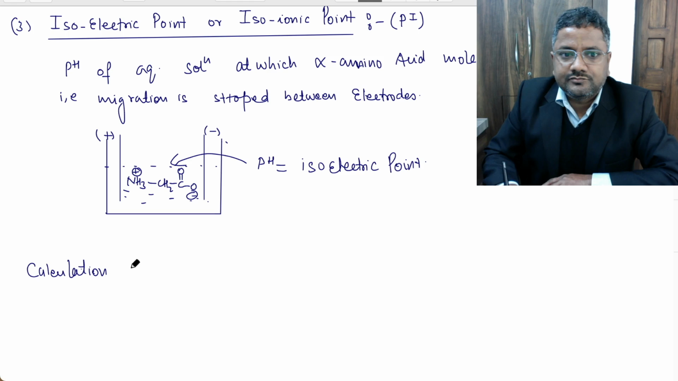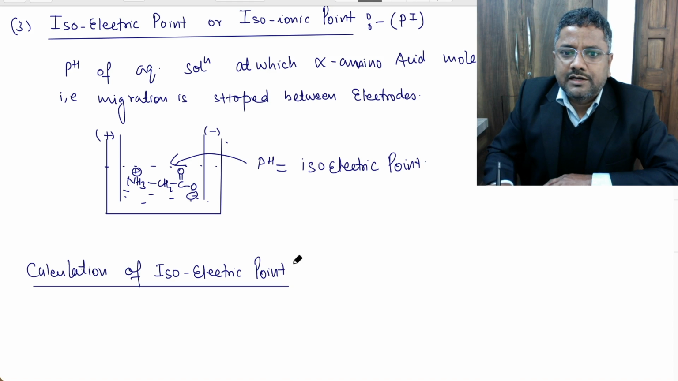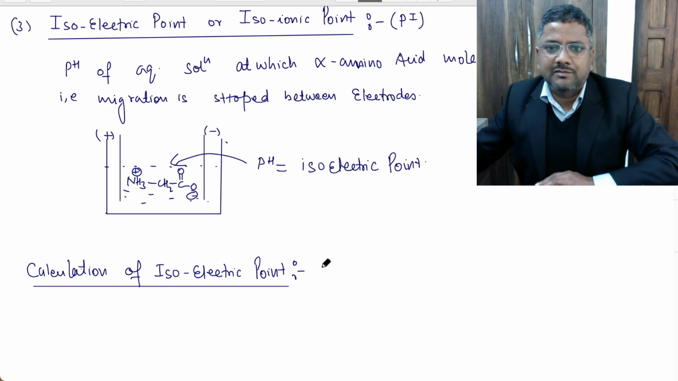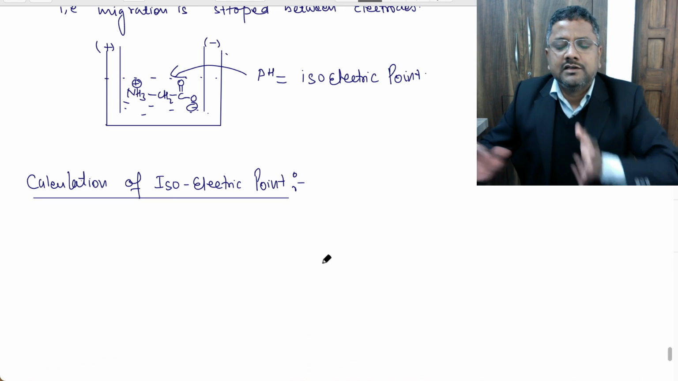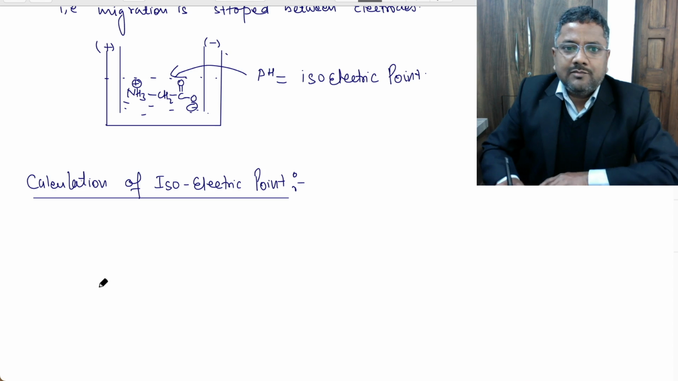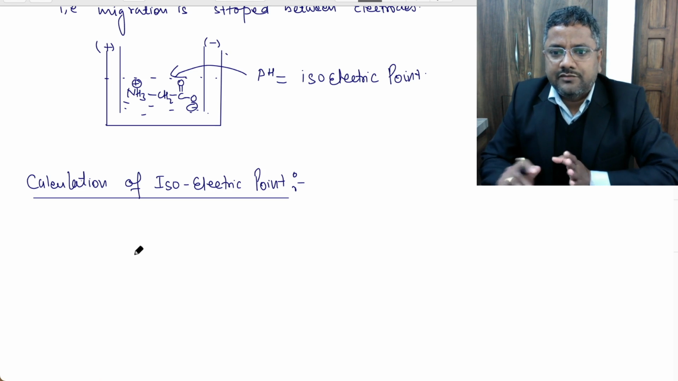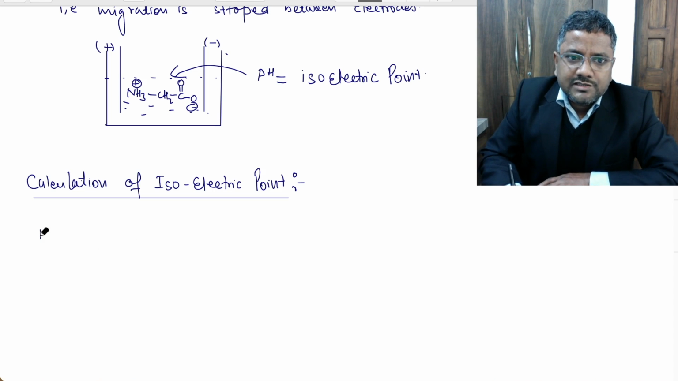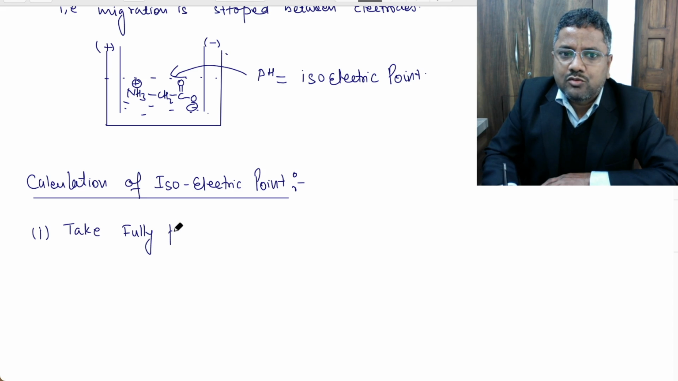Calculation of isoelectric point, right? So for calculating the isoelectric point for any alpha amino acid, you have to know the values of pKa1 and pKa2. So what you can do? First step, you take the fully protonated form of the amino acid.